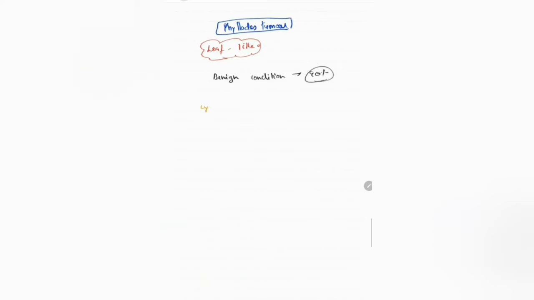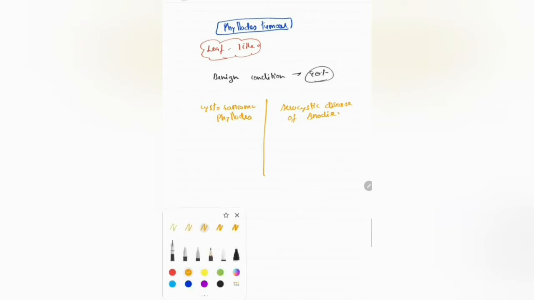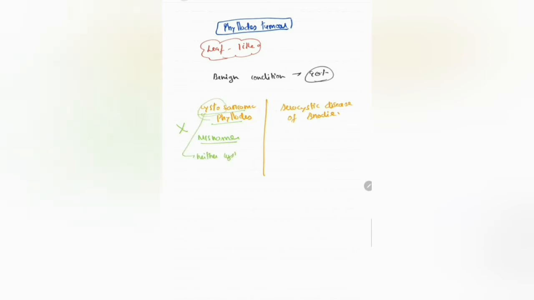Phylloides tumor was also known as histosarcoma phylloides or a pseudocystic disease of Brody. The term cystosarcoma phylloides is now considered inappropriate or a misnomer. Why? Because it is neither cystic nor a sarcoma. Hence, the term is now considered inappropriate.